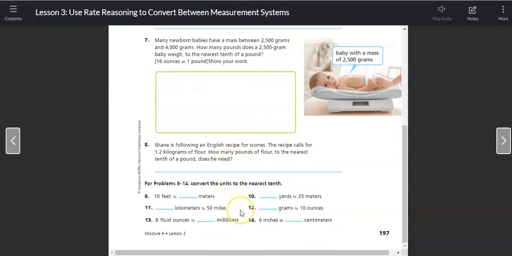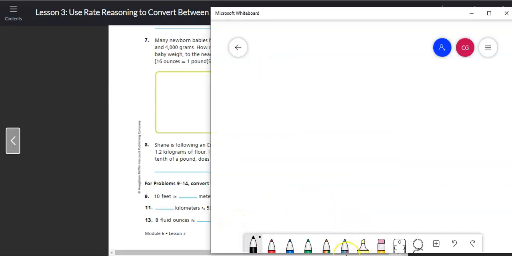Number 8 says Shane is following an English recipe for scones. The recipe calls for 1.2 kilograms of flour. How many pounds of flour to the nearest tenth of a pound does he need? So let's pull up the work page. I have number 8 here. 1 pound is 0.454 kilograms. And he used 1.2 kilograms.